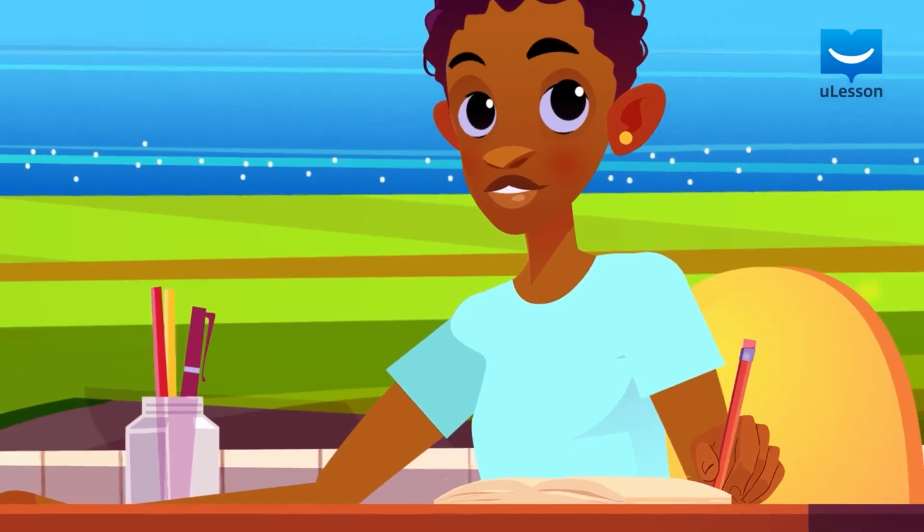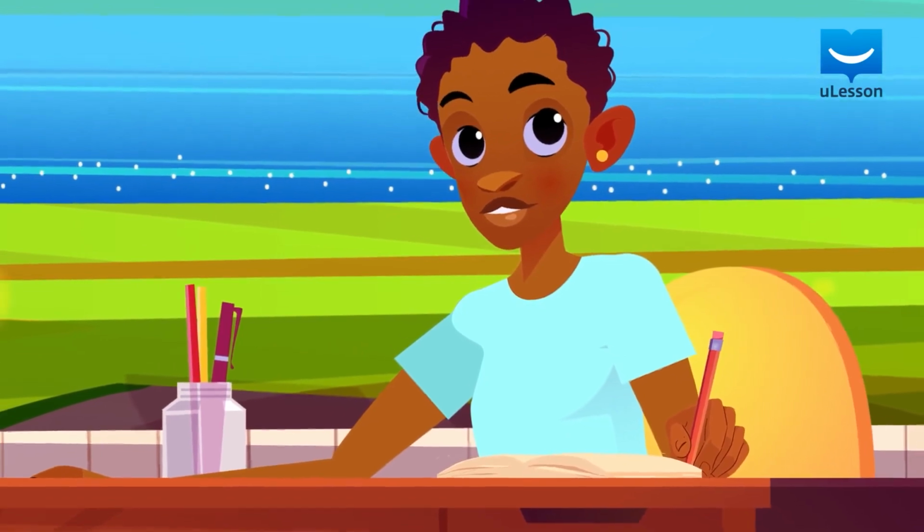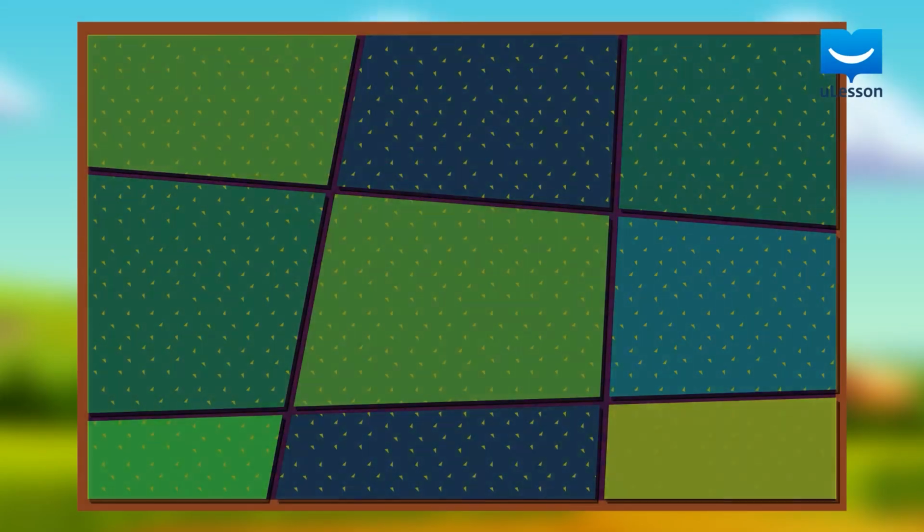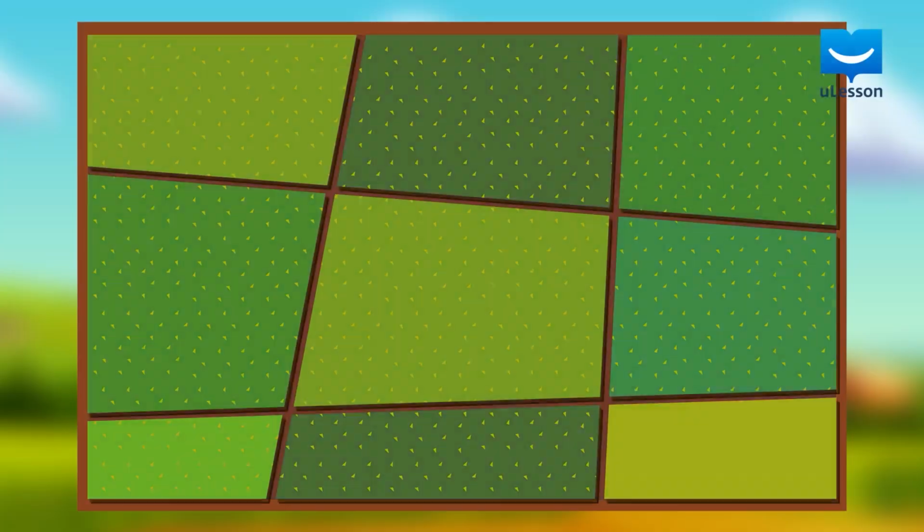What if Mimi wants to start work on her farm space? She'll need to know how much space it covers. This will help her know how many plants she can have, especially where plant spacing is important. That space the farmland covers is its area.